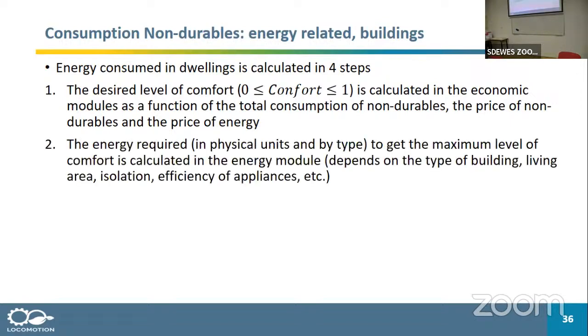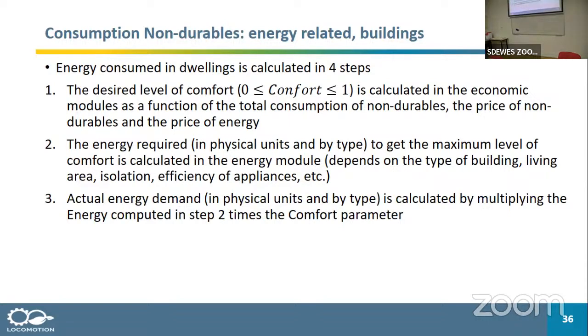And on the other hand, in the building model that is in the energy module, they calculate the energy required in physical terms and by type of energy to get the maximum level of comfort. So they don't take care about whether it's rich people or whatever. They take into account the characteristics of the building, whether it is rural or urban, the area of the building, etc., the level of insulation, the level of efficiency. It's a bottom-up model of the consumption of energy in buildings. They calculate how much energy you would require to achieve the maximum level of comfort.